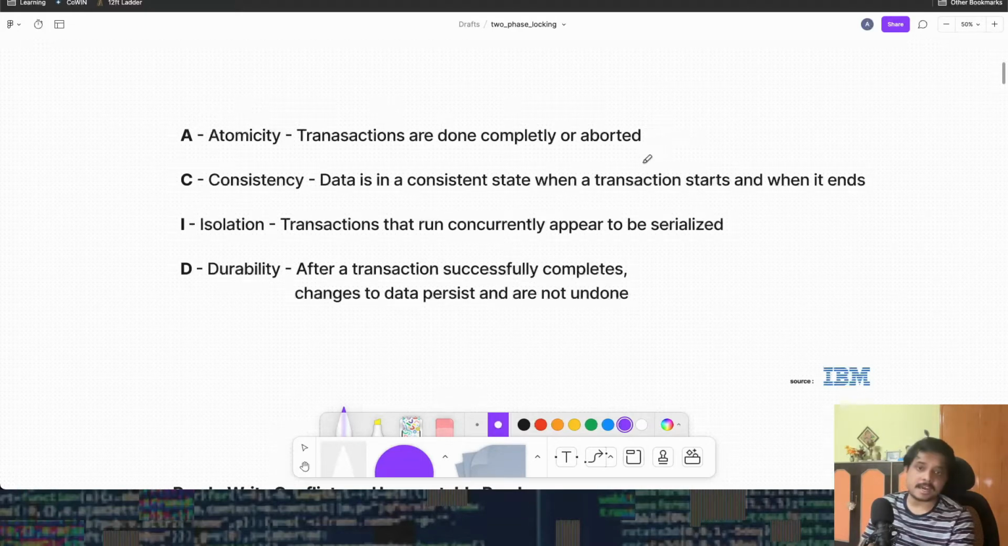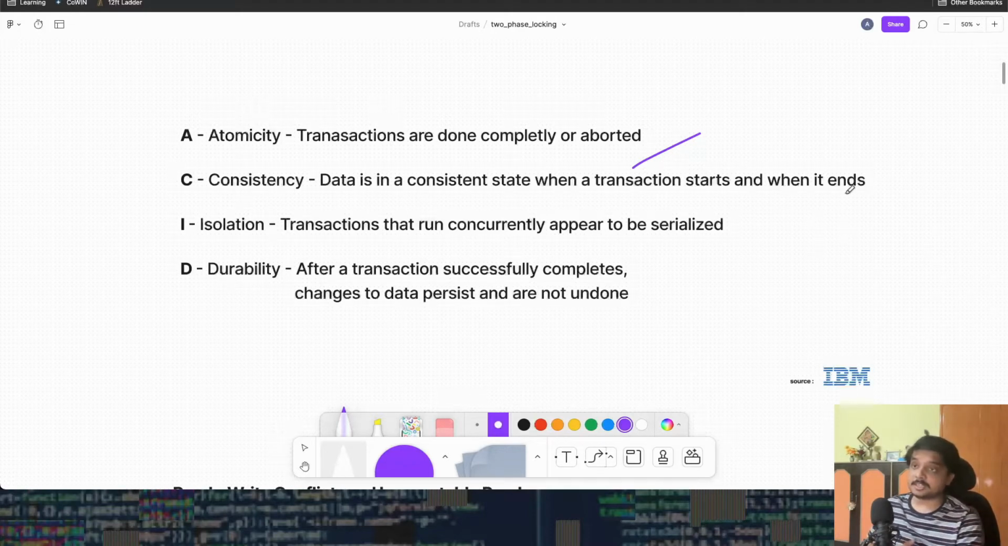So ACID, from that, atomicity means transactions are either completely succeeded or completely aborted. So it should not happen that a transaction goes half the way and it updates some values it needs to update, but not all the values. It should not happen like that. It should completely succeed or it should completely be aborted and rolled back, right?